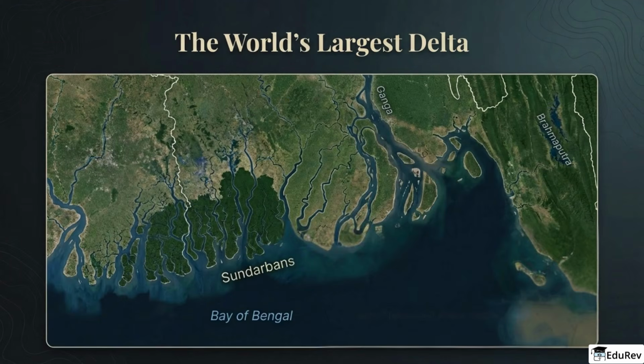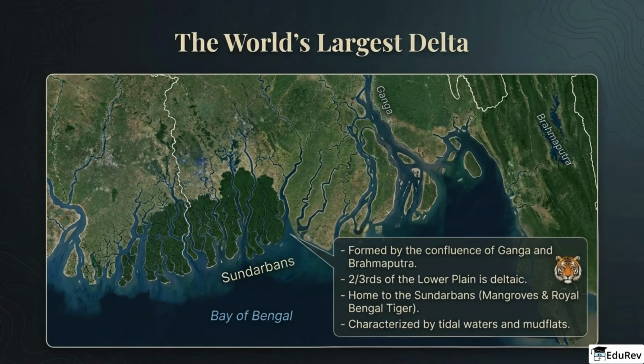Now, as the lower Ganga plain is in view, focus on its terminal feature. This is the world's largest delta. It is formed by the confluence of the Ganga and Brahmaputra. Two-thirds of the lower plain is deltaic. It is home to the Sundarbans, with mangroves and the Royal Bengal tiger. And it is characterized by tidal waters and mudflats. Keep Sundarbans and delta characteristics together because questions often combine ecology with geomorphology.